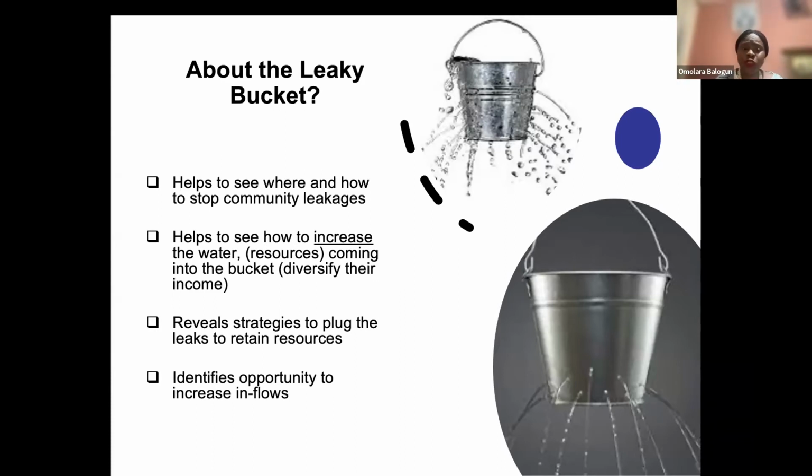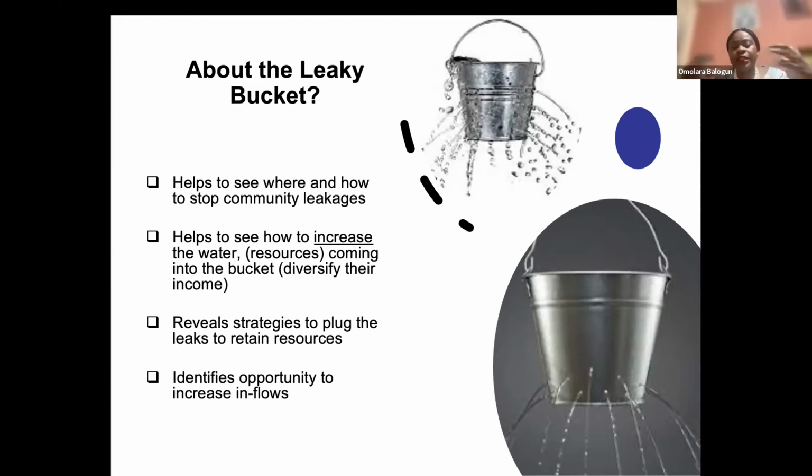Depending on the organizations we are training, the leaky buckets exercise gives the organization and individual the opportunity to assess the leakages, their expenses. What do they spend resources on every week, every day? Can one or two of these leaks be closed? It also helps us to identify opportunities to increase flow.